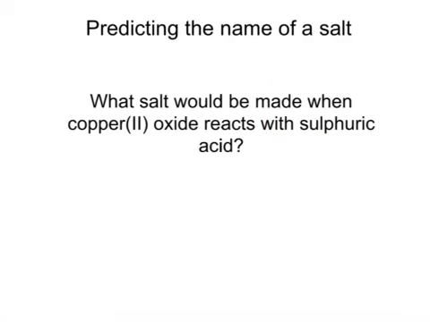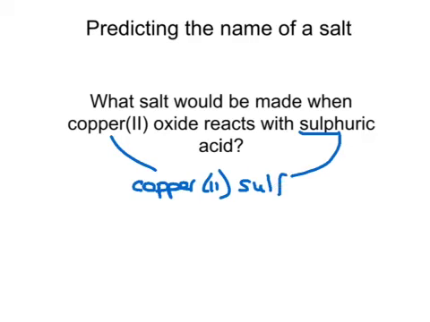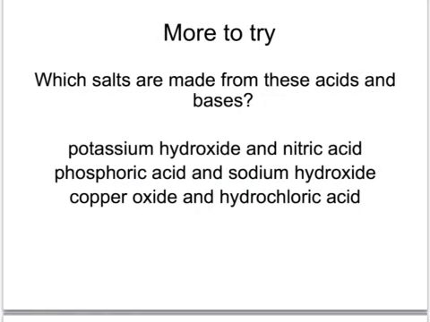And what salt would be made when copper oxide reacts with sulfuric acid? Well, here, the first part of the name would be from the copper 2 oxide, the base, so it would be copper 2 something. And the second part of the name comes from the acid, so it's sulfuric acid, so it would be sulfate. The answer would be copper 2 sulfate. 3 more questions. Well, which salts would be made here? Well, potassium hydroxide and nitric acid. First part of the name would be potassium. And the second part from the nitric acid would be nitrate.